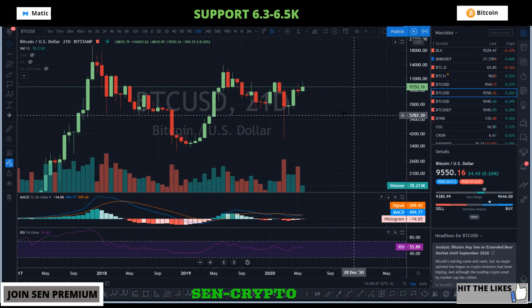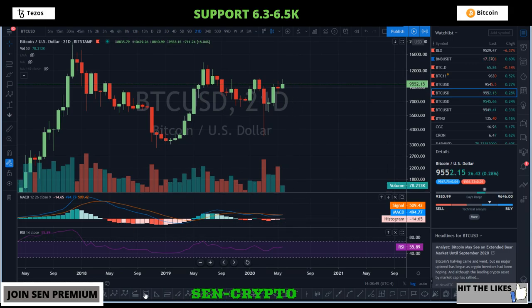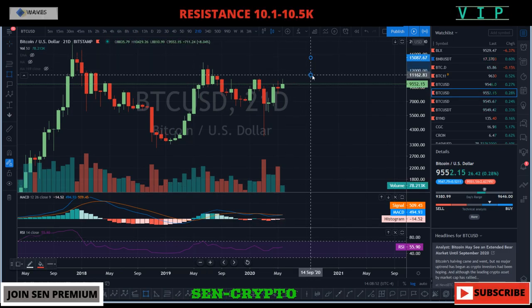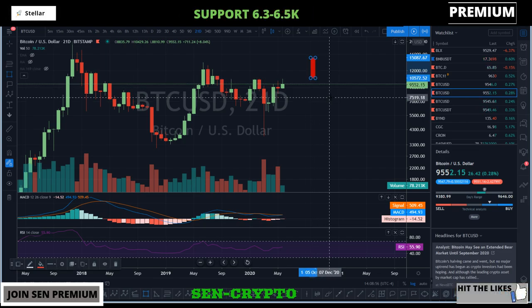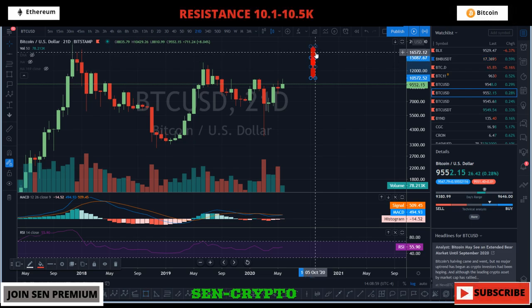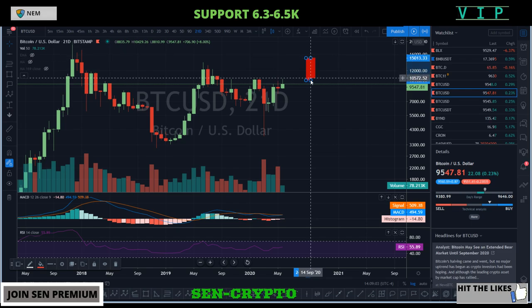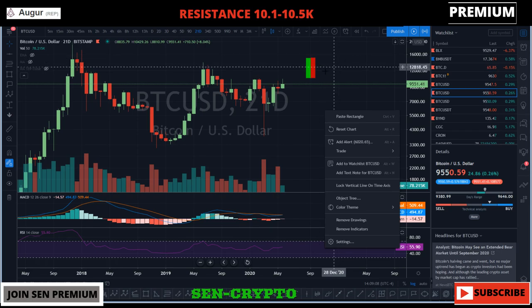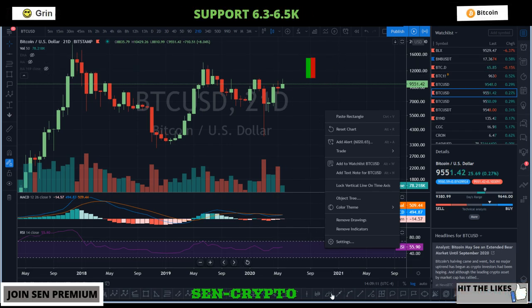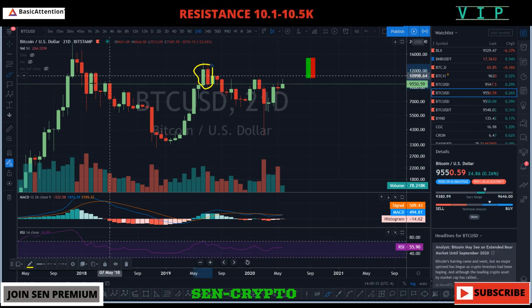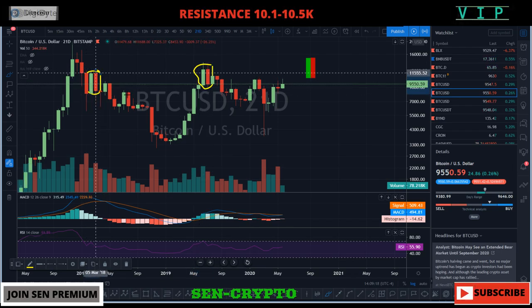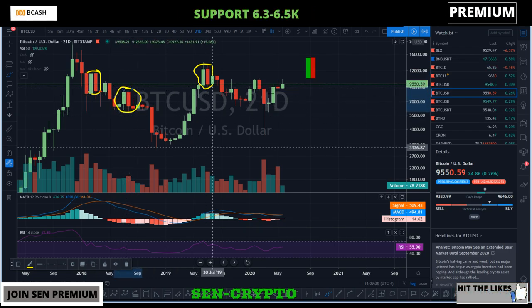Taking a look at the 21 day candle, I'm going to show you a very successful bearish pattern for BTC. It is called a tweezer top. You're going to get a big green candle, and next to it another very big green candle, close to one another in terms of body structure, 80 to 90% similarity. You've got one right there, one right there, one right there, and one right there.